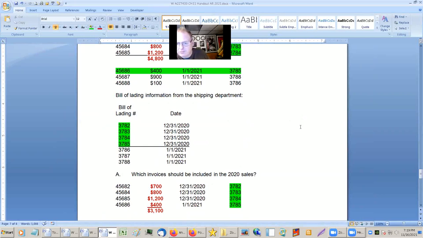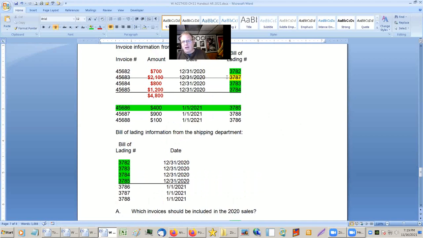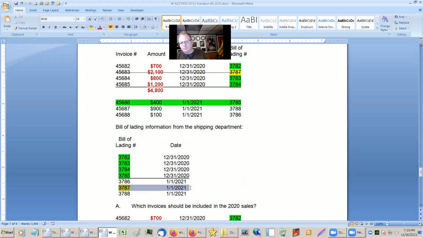Yeah, I have a question. How come the one on top, you highlighted it in yellow? It wasn't shipped in the current year. But how do you figure out that one? The date says 12/31/2020.